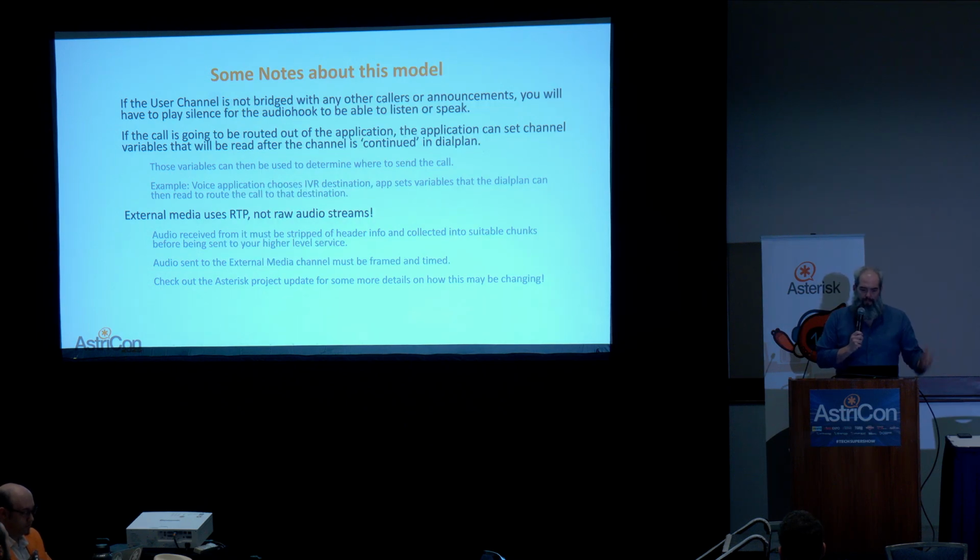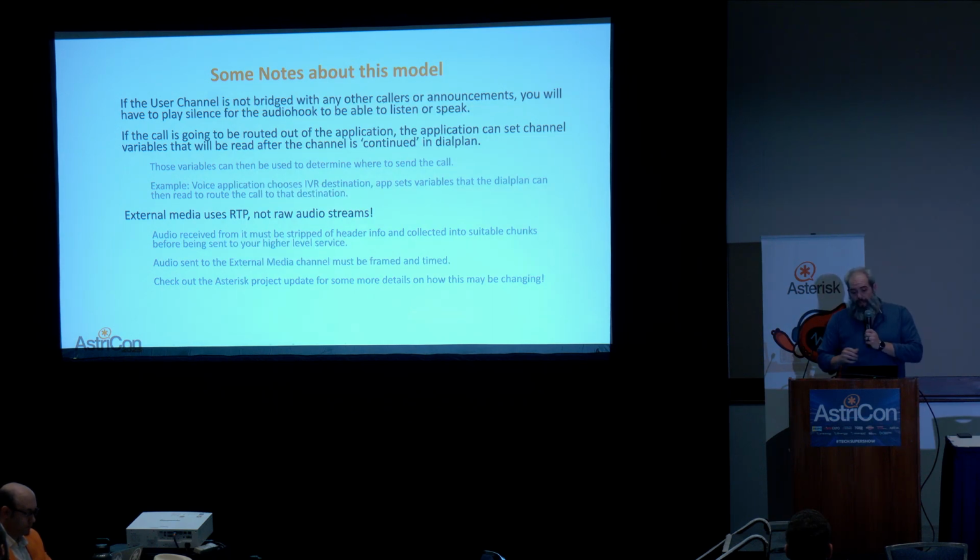Will that change down the road? Maybe. When you're done, you can route the call out of the application. Basically, the app can set some channel variables and pass it back to the dial plan, and the call goes off to wherever it's supposed to go. In the demo at the end, the voice app chooses the IVR destination, sets some channel variables, and sends it back to the dial plan. In this case, we're just stubbing that off by playing a recording, but in theory you can do anything else: make a call out, connect it to your queue, whatever you have existing.